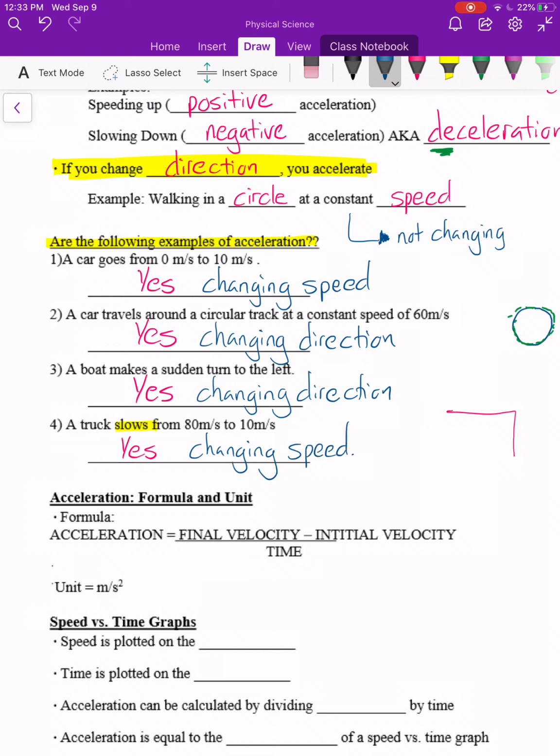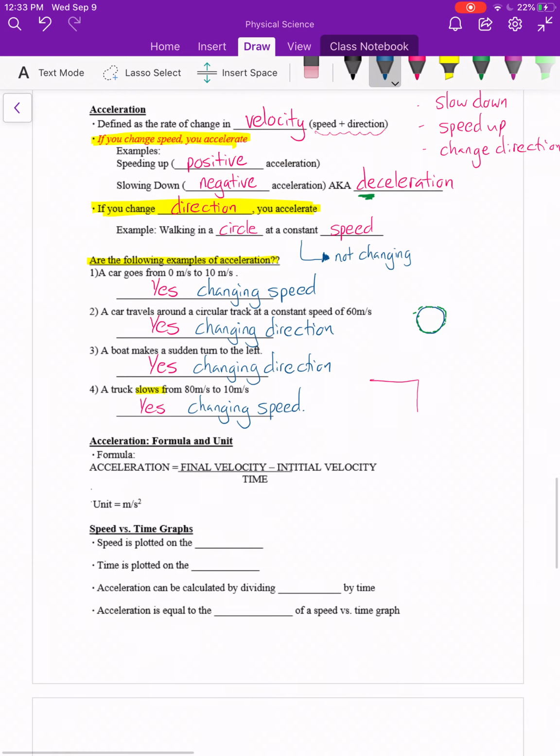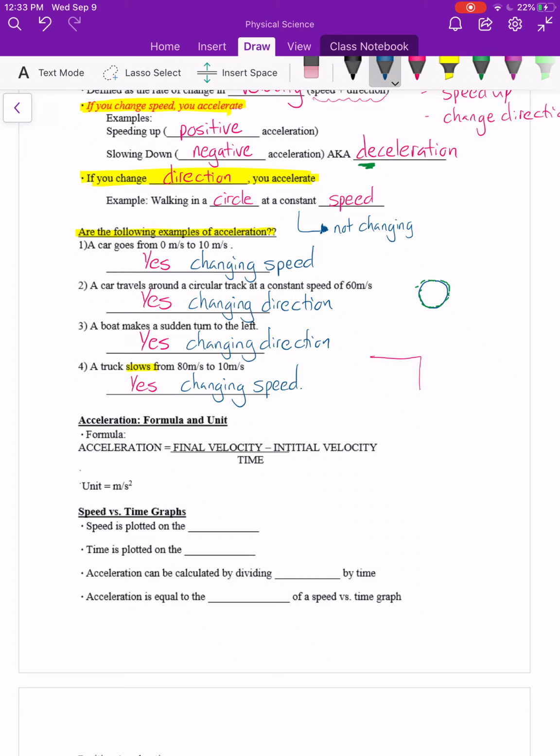Okay. All right, so now we're going to get into the calculations. It's a little bit tricky, but we're going to work on calculations in class tomorrow. So I just want to make sure we get the formula down, okay? All right, so when we are looking at acceleration, okay, we're going to use the letter A to represent acceleration, okay? Acceleration is equal to your final velocity minus your initial velocity divided by time, okay?